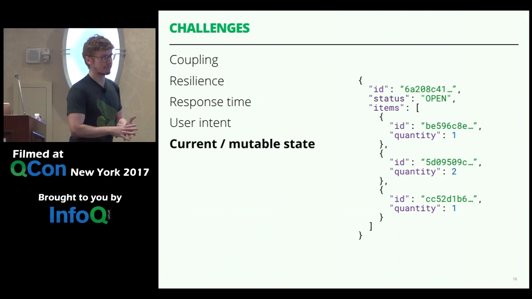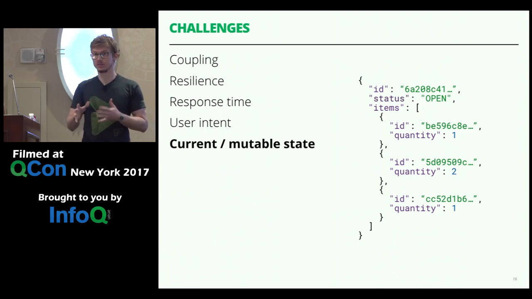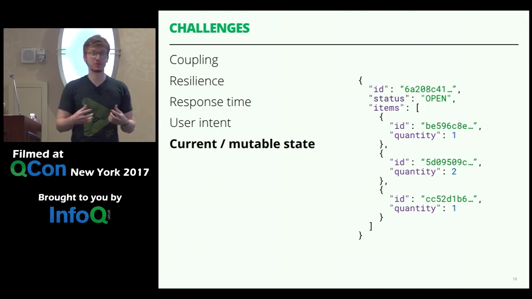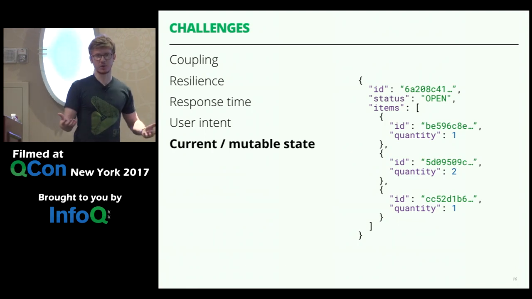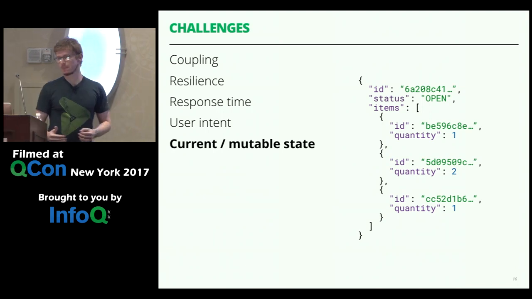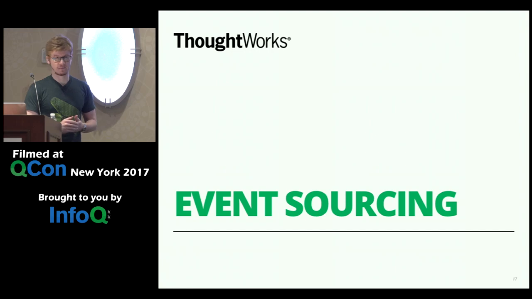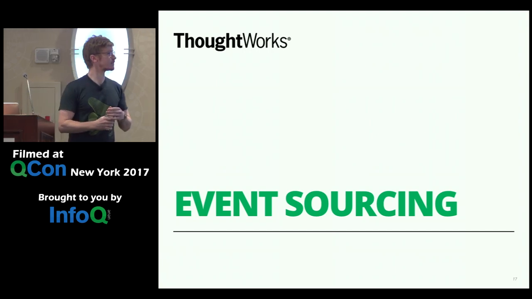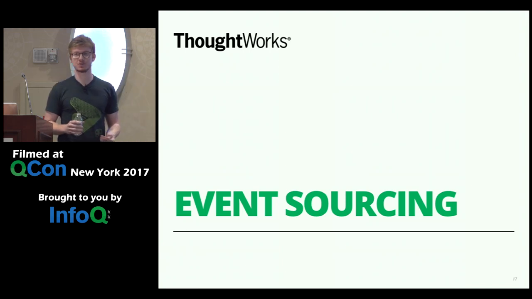And most importantly, in my opinion, is the problem that this traditional approach can only handle the current mutable state. There's no way for us to have any insights on what happened in the past. There's no way for us to track the user behavior over time. And that brings us to event sourcing. Let's see how ideas behind event sourcing can help us to minimize those problems.